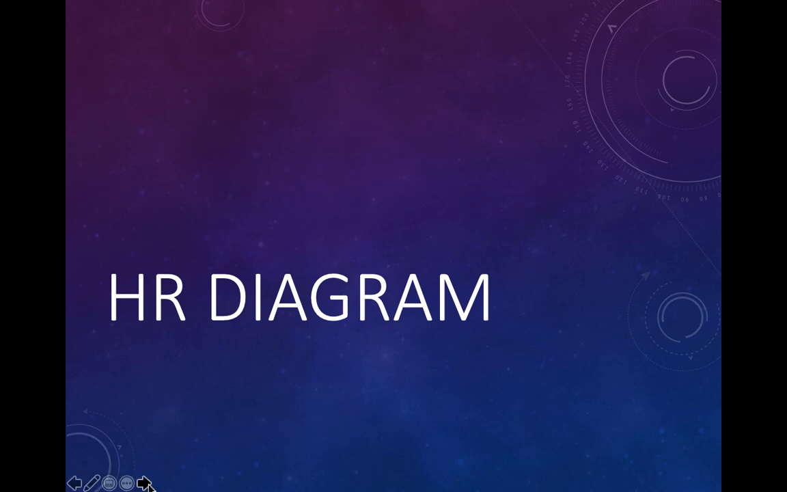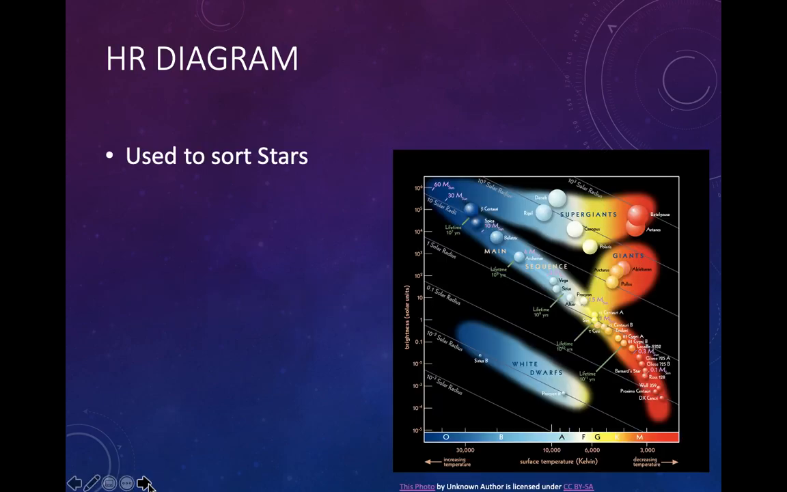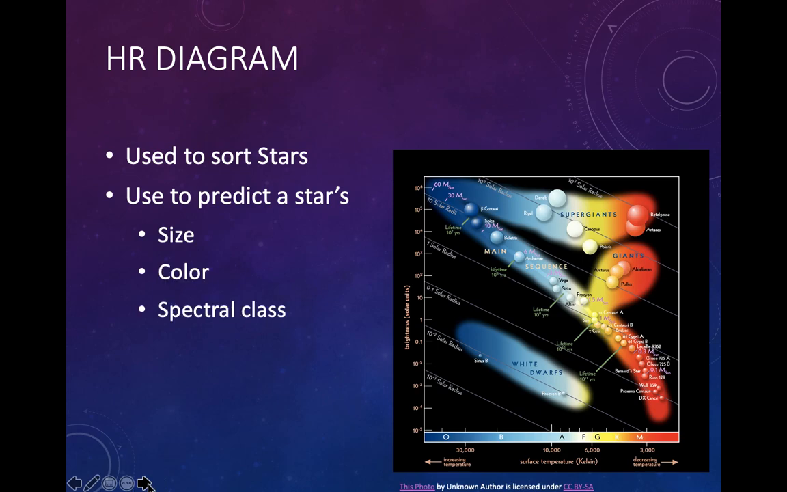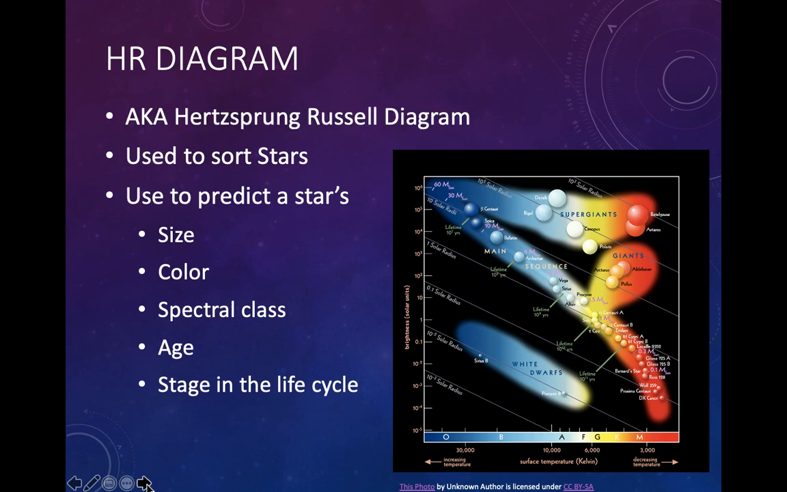And we've been talking about the HR diagram in class. We use this to sort stars. And it's also used to predict a star's size, color, spectral class, age, and stage in the life cycle. So stars have life cycles kind of like humans do, where they're young and they get older and they basically die. HR diagram actually stands for Hertzsprung-Russell diagram, but because it's a lot of writing, we just call it HR diagram.